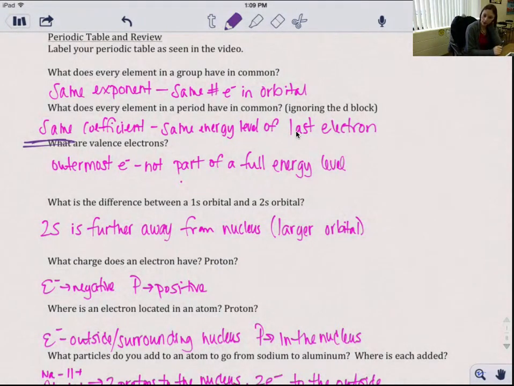We're going to work through the next one. I'm going to be flipping back and forth between different things. So the next question asks, what are valence electrons? Valence electrons are the outermost electrons. They're not part of that full energy level. So when I talk about valence electrons, that means they are the ones on the outside. That's why when I said you're in the 16th group, you have 6. Those are the ones on the outskirts that are not part of a full level.